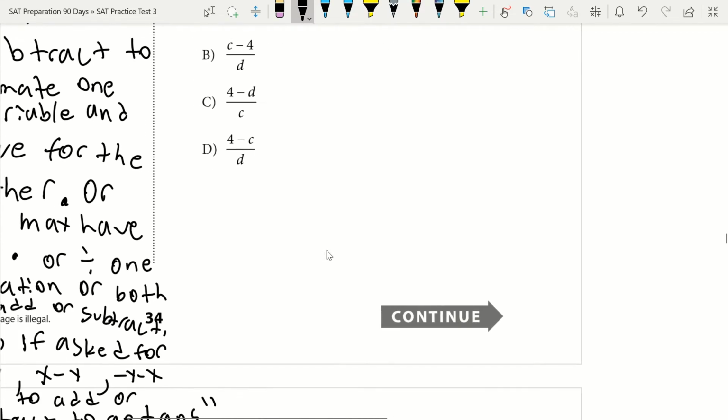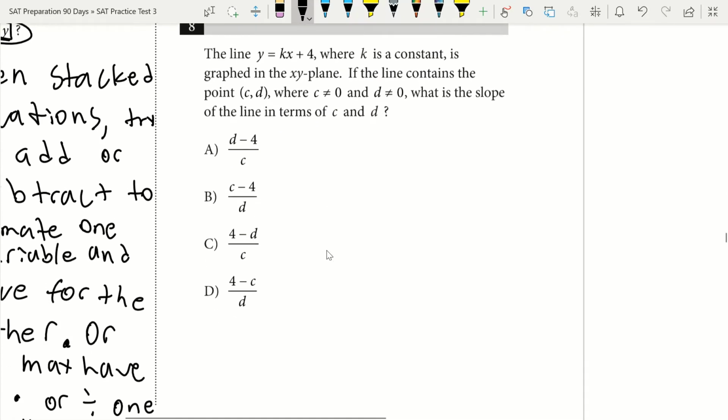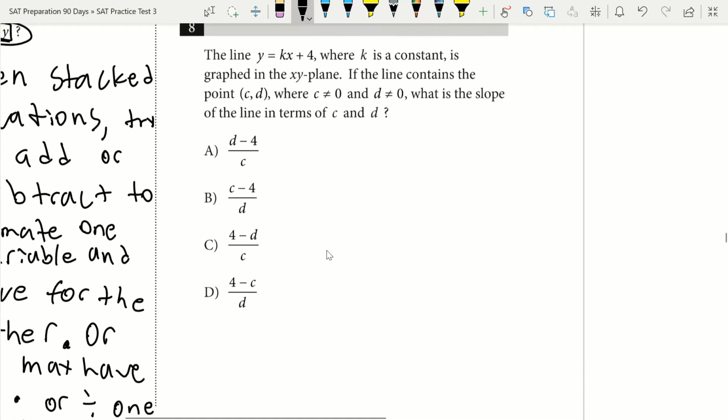All right, number 8. The line y equals kx plus 4, where k is a constant, is graphed in the xy plane. If equation, we're going to underline it, k constant. If the line contains the point CD, where C can't equal 0, D can't equal 0, what is the slope of the line in terms of C and D?